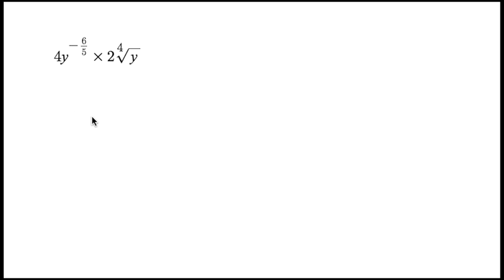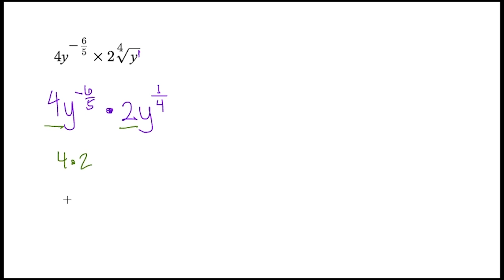So here we have to do the same thing. Let's write everything in terms of fractional exponents first. 4y to the power of negative 6 over 5 times 2y. Remember, this is y to the first, so 1 is in my numerator, and 4 is the root, so that's your denominator. And again, 4 times 2, we're going to multiply that, and 8 will be the coefficient of my final answer. And next we'll deal with combining the fractional exponents.